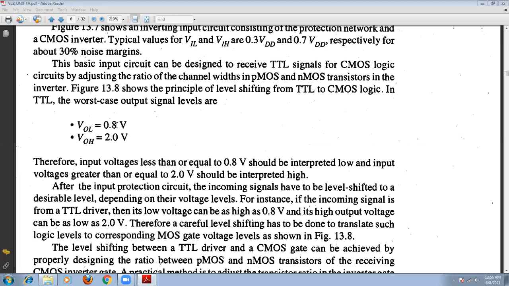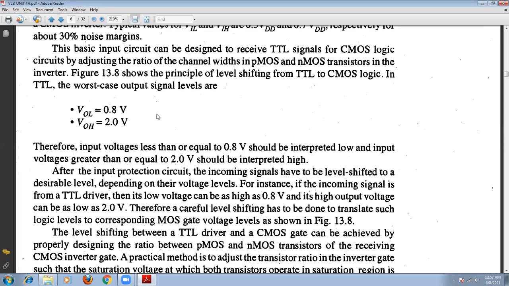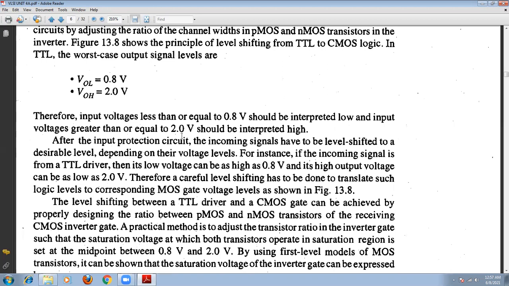can be considered as the low level, and an input voltage greater than or equal to 2 volts we can consider as the high level. After the incoming signal passes through the input protection circuit, the signal will be level shifted to a desirable level, and then it will be given to the input circuit. So that is the main important thing to do.